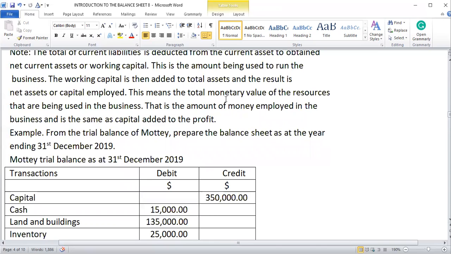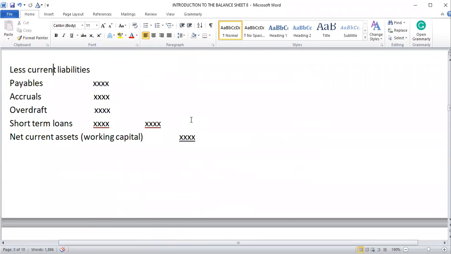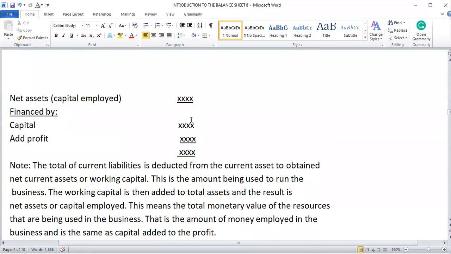This means the total monetary value of the resources that are being used in the business. This is the amount of money employed in the business, and is the same as the capital added to the net profit that they financed by. What I'm saying there, this figure is the same as what? Financed by the capital, the owner's contribution plus the net profit.